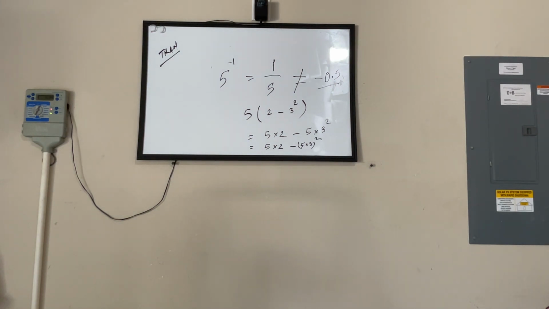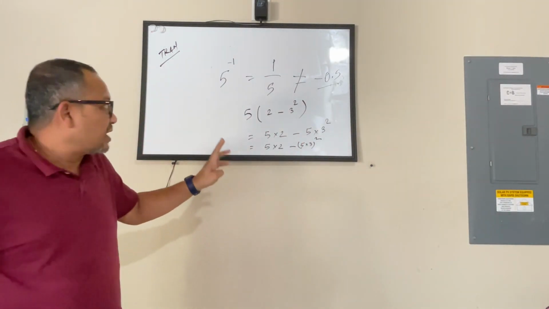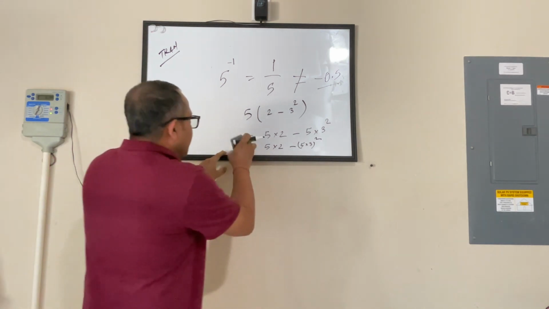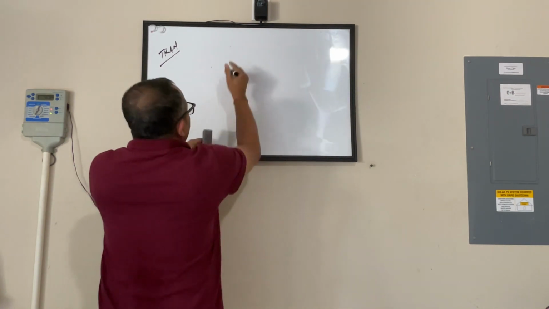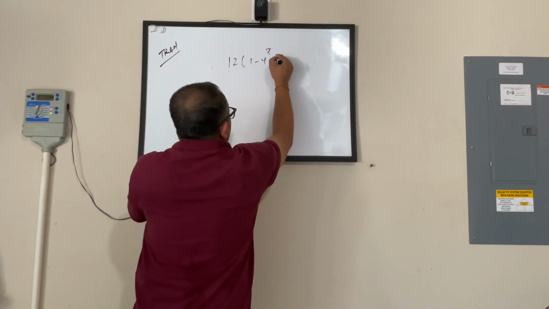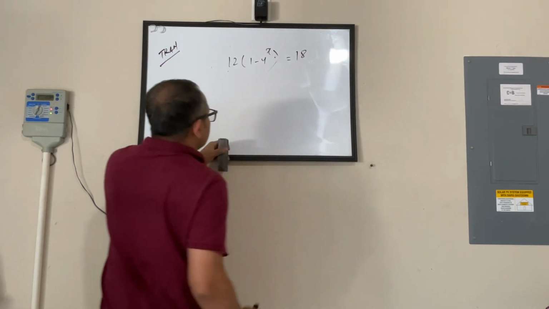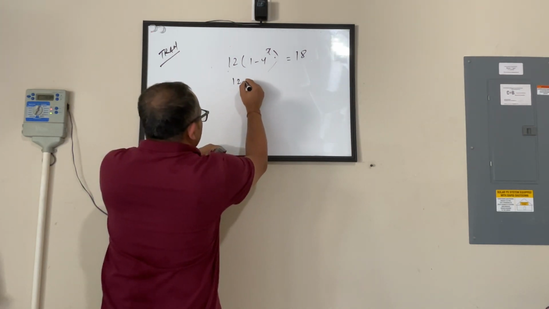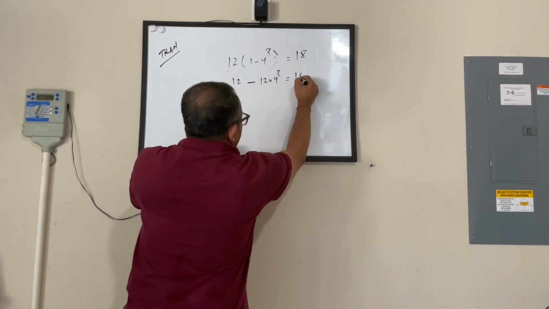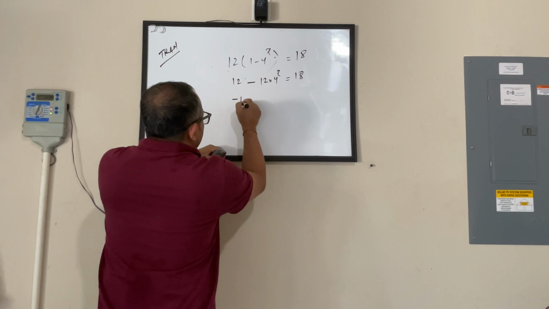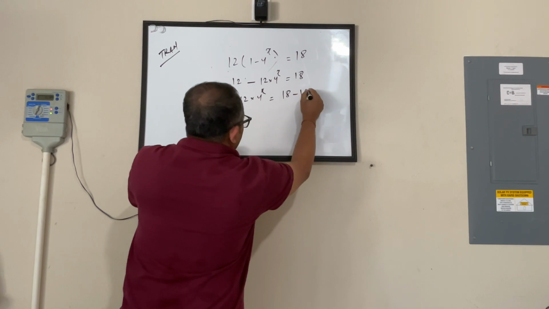Okay, let me convert this into log the way you have done. See, this same problem can be solved in two ways. First, like what I was doing here. So 12 into 1 minus 4 to the power x equals 18. This was the question, right? So I will say 12 into 1, 12 minus 12 into 4 to the power x equals 18. That makes it minus 12 into 4 to the power x equals 18 minus 12.